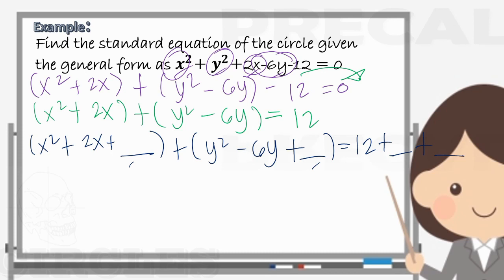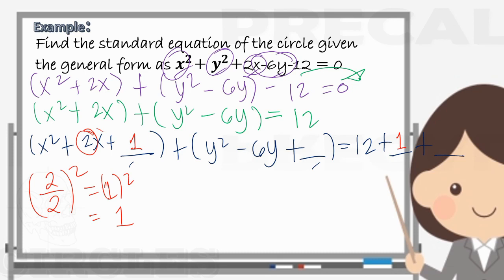So, para mahanap natin yung third term, yung coefficient ng middle term or second term ay i-divide natin by 2 and then i-square natin. So, for example, itong middle term na to, 2x. Yung coefficient niya is 2. So, i-divide natin by 2 and then squared. So, 2 divided by 2 is equal to 1 and then squared. So, ang answer natin is 1. So, add natin yon dito and then dito din.